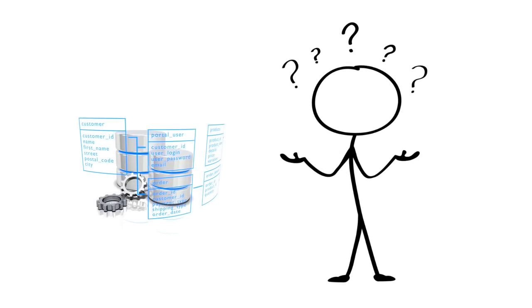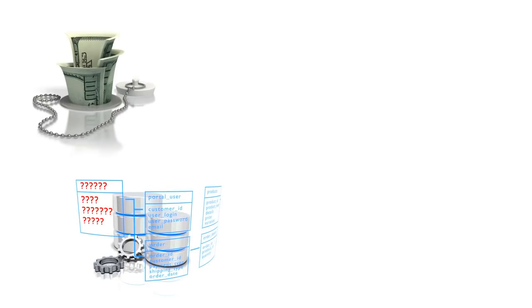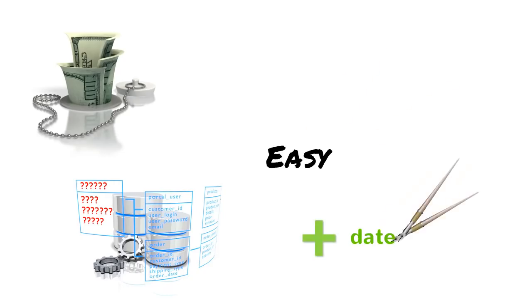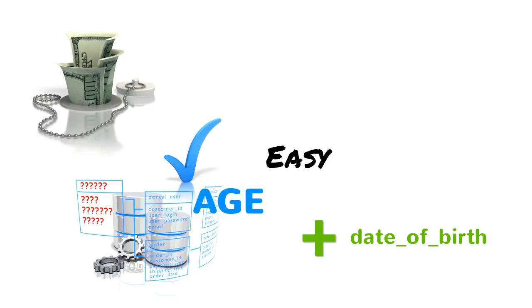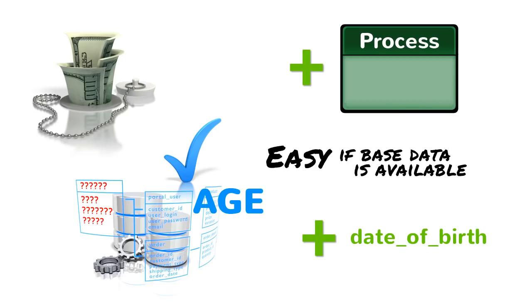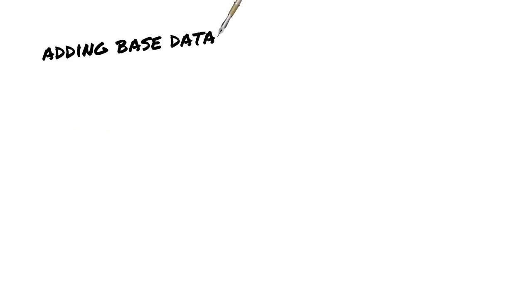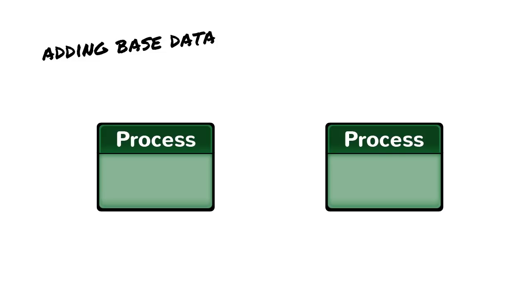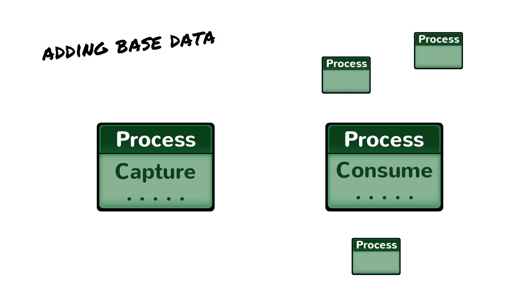Why should you model business data? Missing base data is one of the most costly errors you can make on IT projects. It's relatively easy to add derivable data if the necessary base data is available. It's also relatively simple to add a missing process if the base data that the process needs is available. Adding base data always impacts a minimum of two separate processes, the process capturing it and the process or processes that consume it.